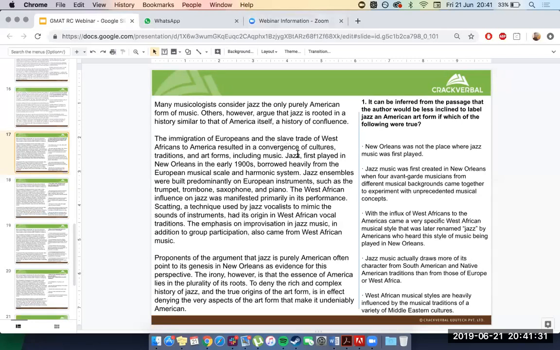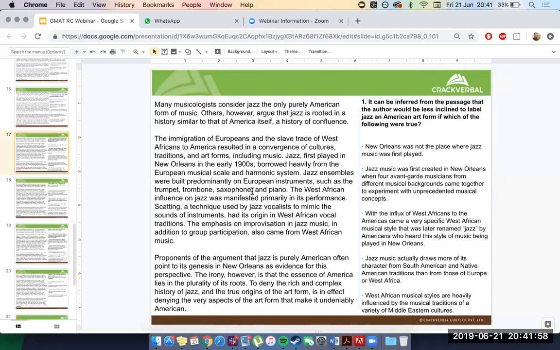Jazz, first played in New Orleans from the early 1900s, borrowed heavily from the European musical scale and harmonic system. Okay, so they're telling us that jazz was first played in New Orleans and that it has a European influence. Jazz instruments were built predominantly on European ensembles, such as the trumpet, trombone, saxophone, and piano. Okay, so there's a lot of European influence in jazz. The West African influence on jazz was manifested.